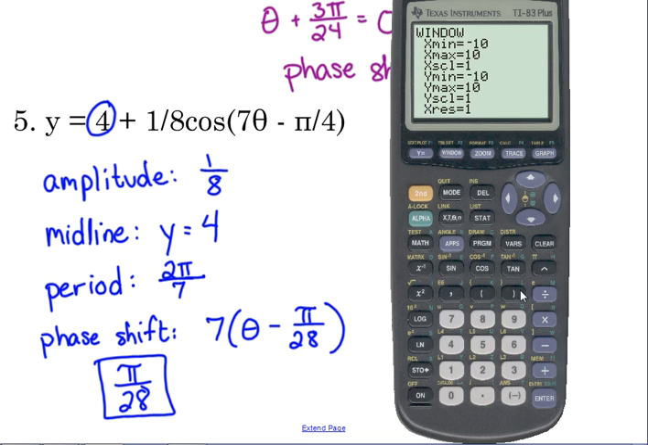Okay, I am going to change my window because I want to focus on just my standard 0 to 2 pi. And I'm also going to change my y values. My typical range is -1 to 1, but I know that my midline is at 4. So I got to go up above that. So I'm going to go 0 to 10. Okay, or no. Let me go back and fix that. Let me go back to -2, so I can see my whole original cosine function. I'll make that 7.